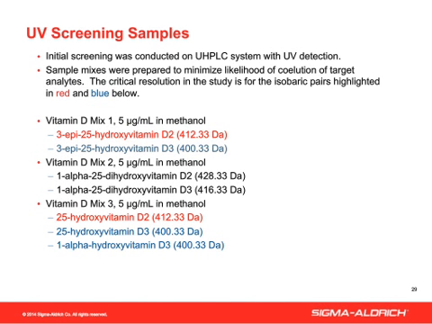Their masses are different, 412 versus 400. And if you look at mix 2, then we have the two alpha hydroxys, the D2 and D3, and of course their masses are quite different. That just kept it a little bit easier for us to do tracking in the UV spectra of the chromatograms, so we can get positive identification of the corresponding peaks.